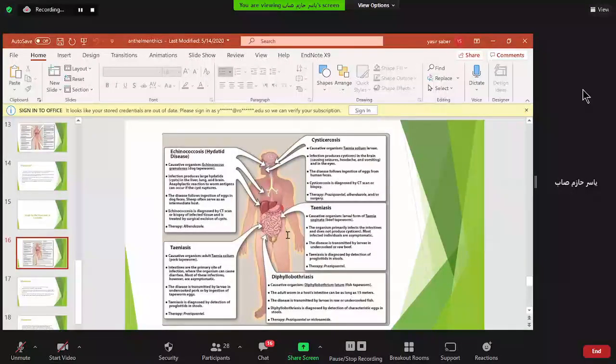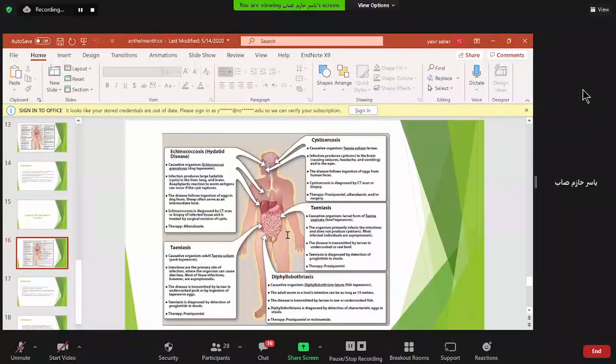Echinococcus is diagnosed by CT scan and through biopsy of the affected tissue, and it is treated by surgical excision of the cyst, and albendazole can also be given as treatment.